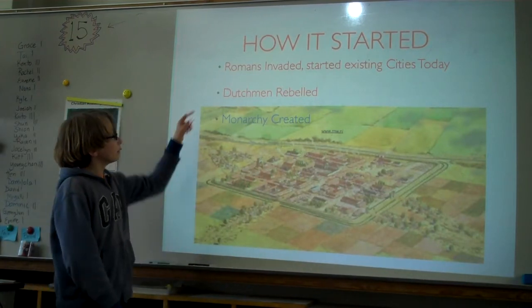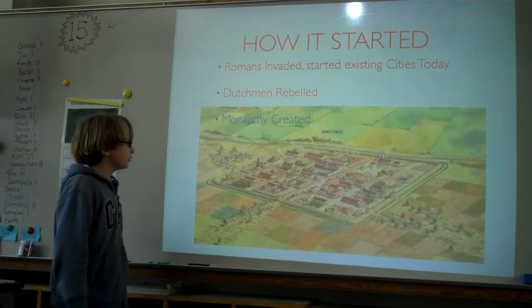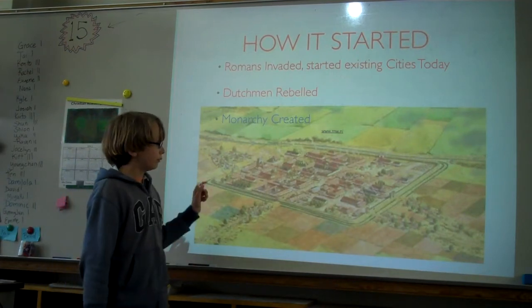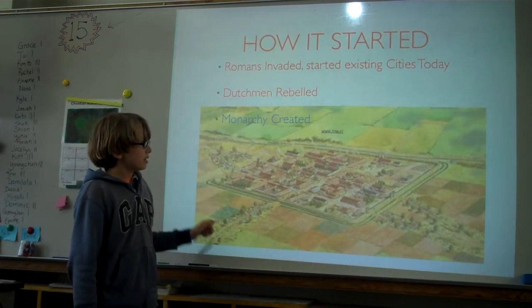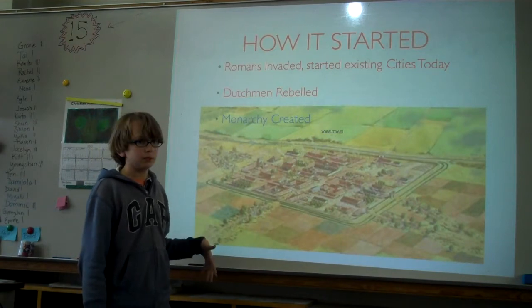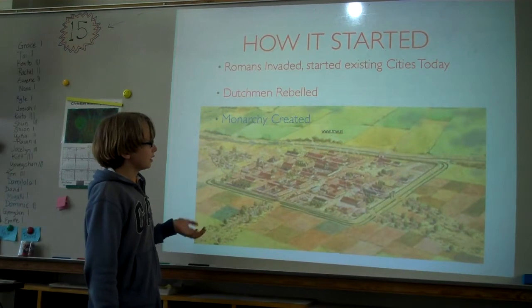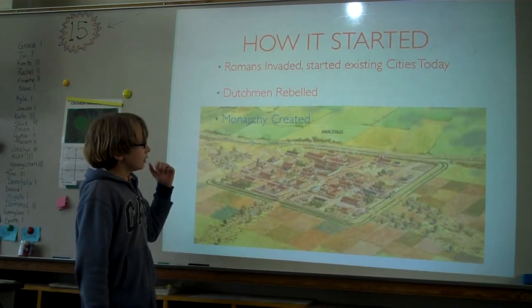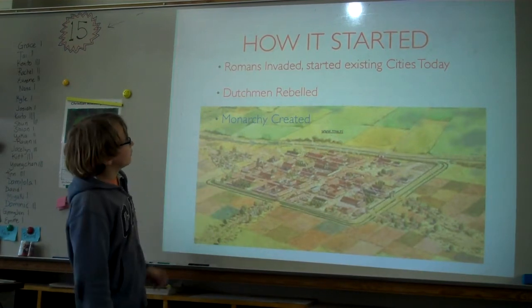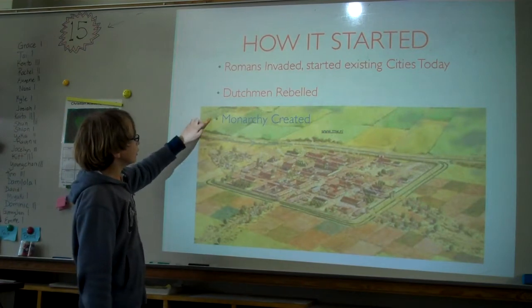The natives there, which were called the Dutchmen and Dutchwomen, rebelled against the Romans and didn't exactly win, but the Romans needed their forces somewhere else, so they left the land, and that's how the Netherlands started. And then finally, monarchy was created.